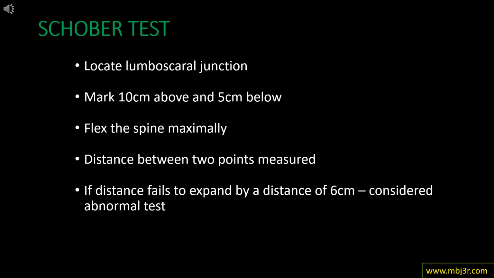How to do a Schober's test? Locate the lumbosacral junction, mark 10 cm above and 5 cm below. Flex the spine maximally. The distance between the 2 points is measured. If the distance fails to expand by 6 cm, then the test is considered abnormal.